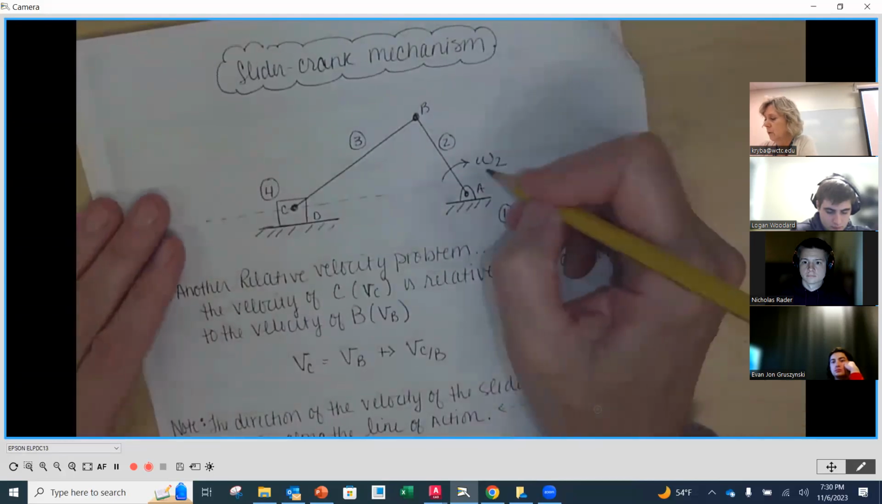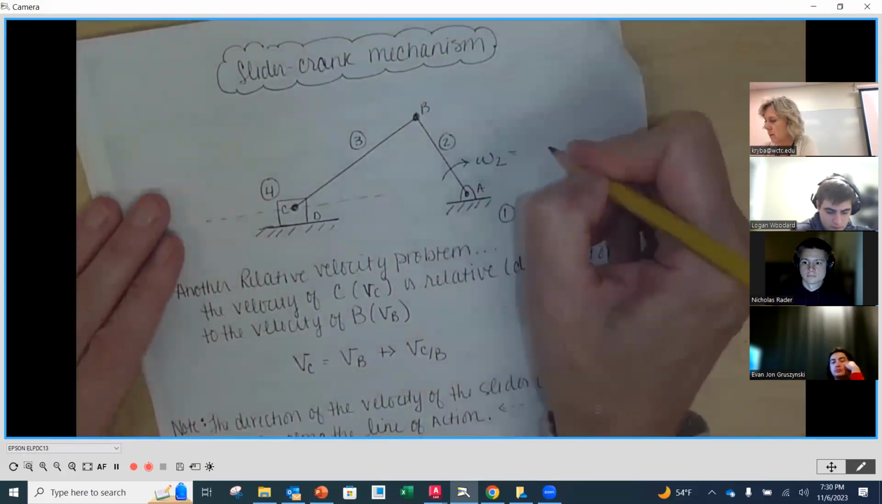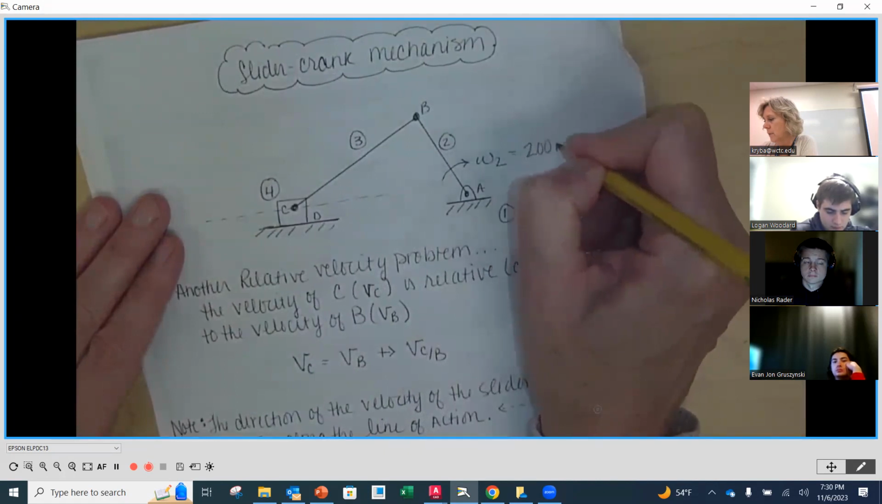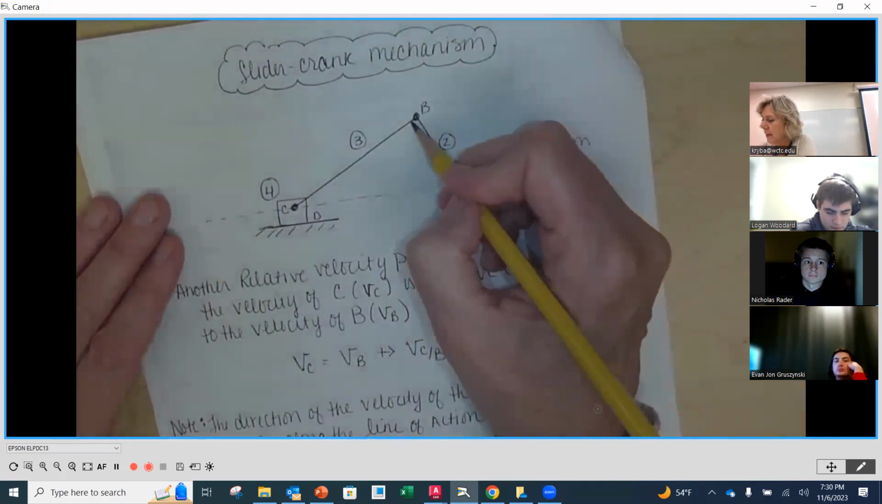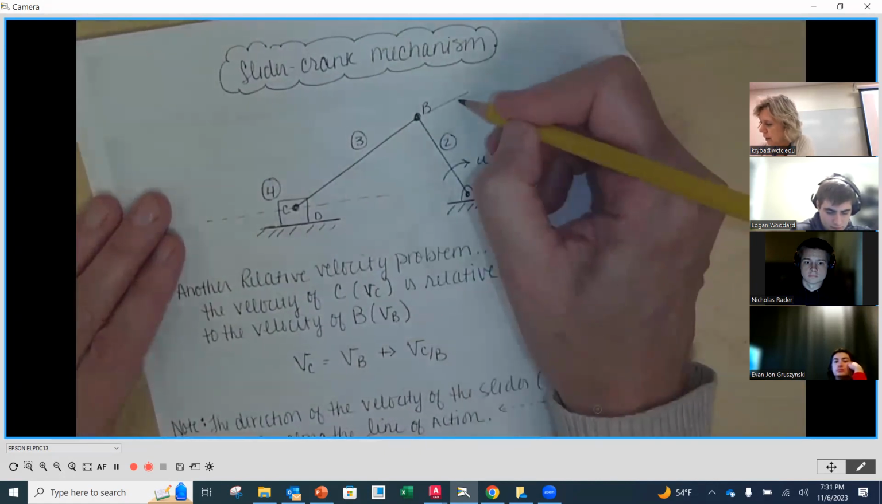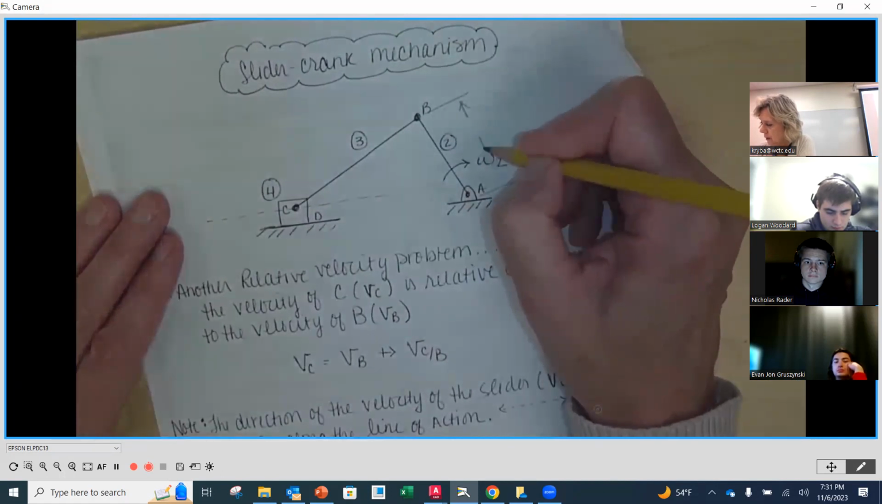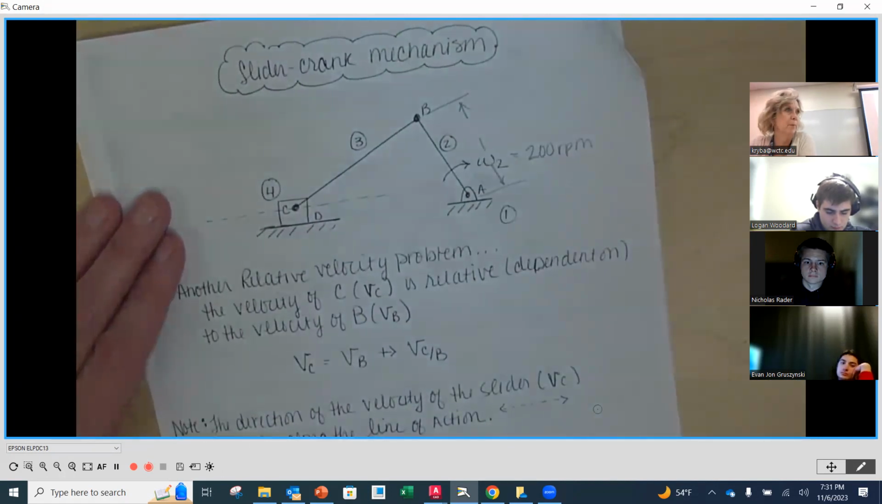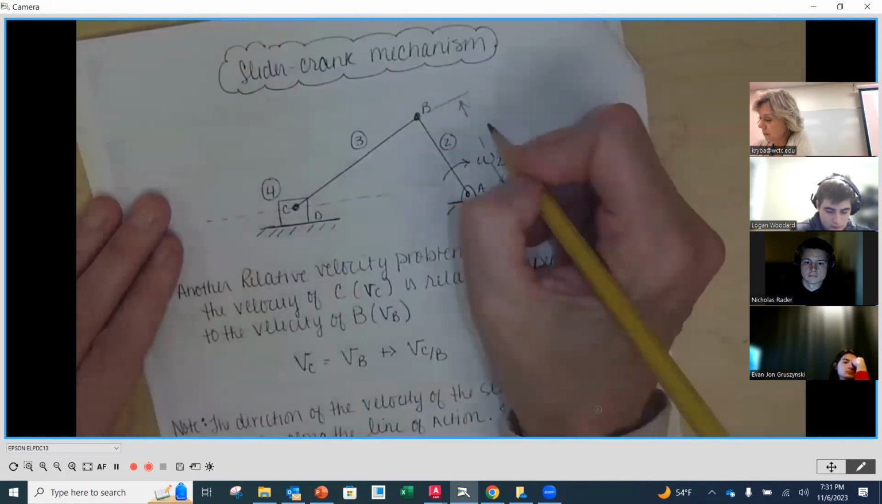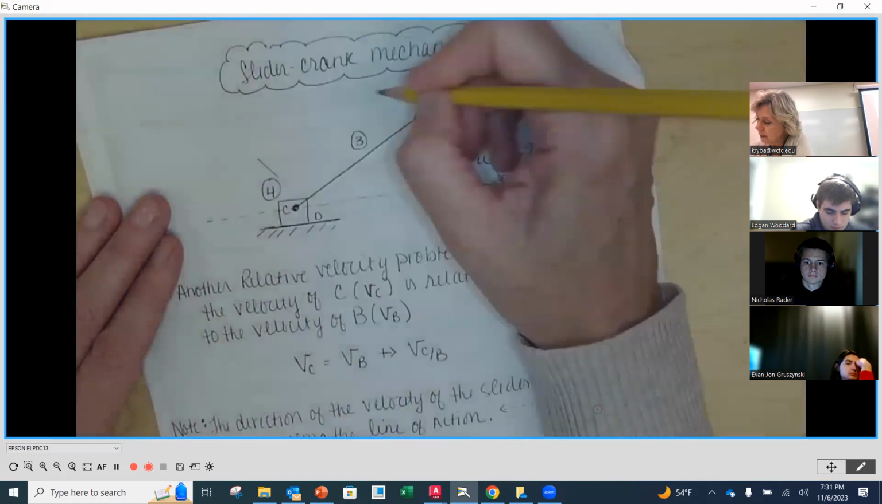So here, when we know what our W2 is, we'll say that this is 200 RPMs. Our length of link number 2, how long do we want this one to be? Did somebody say 3? 3 inches? Yep, 3 inches. Okay. How long do we want our connecting rod to be?